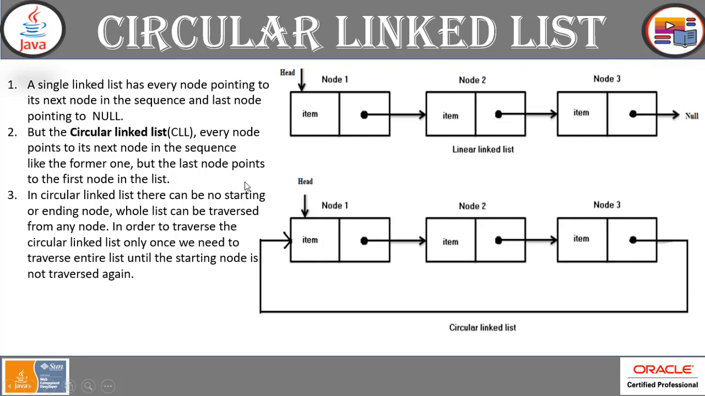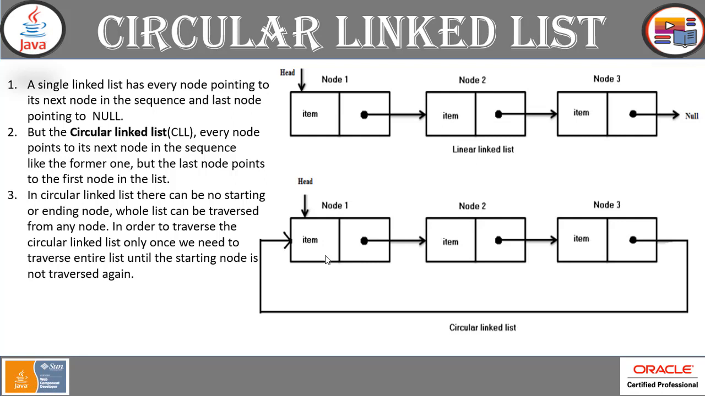Now, when we talk about the circular linked list, every node points to its next node in the sequence like the former one, but the last node points to the first node in the list. This is how it is different from the linear linked list. So you can see there is no null reference in this type of data structure. That means your start and your end is the same. So that's how it is back to your first node. There is no end of this list.